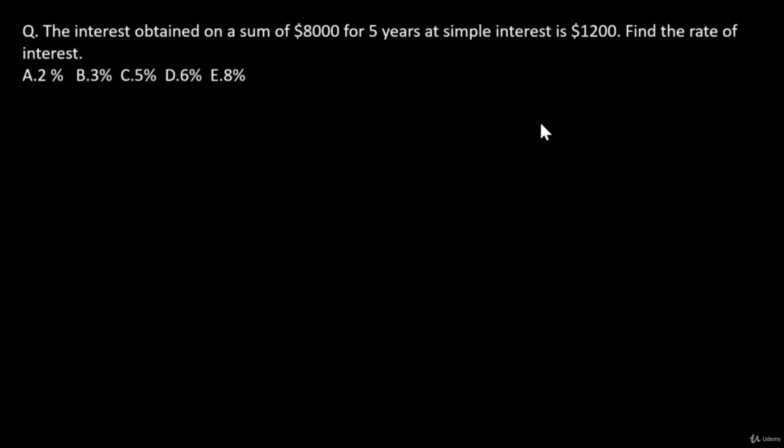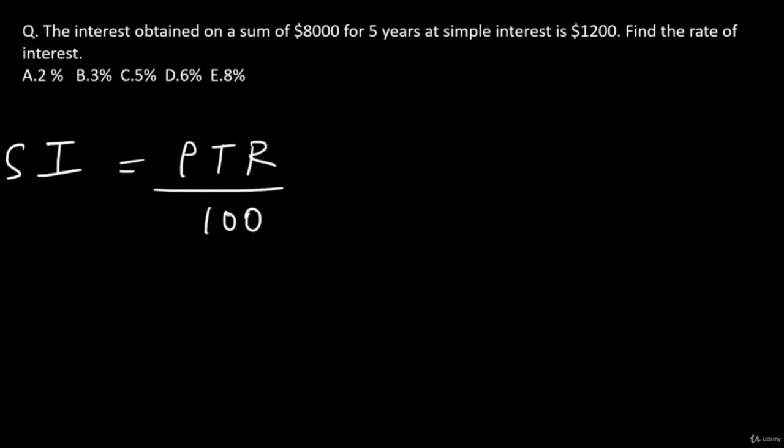I hope you've been able to solve this question. Let's do it together now. We know that the simple interest is equal to PTR by 100. Now in this case, it's given that the simple interest is $1,200, and it's given that the principal is $8,000, and the time period is 5 years. We have to find the rate of interest.